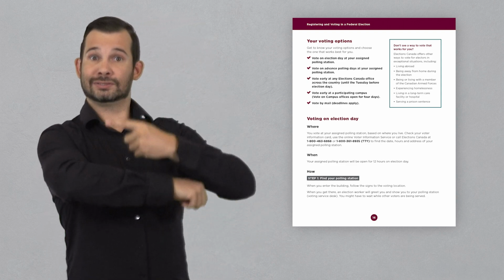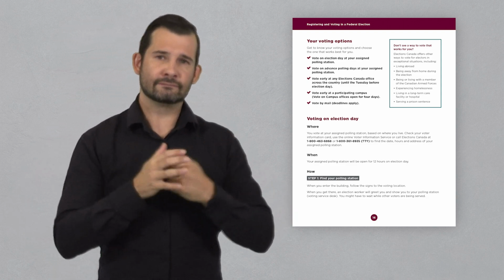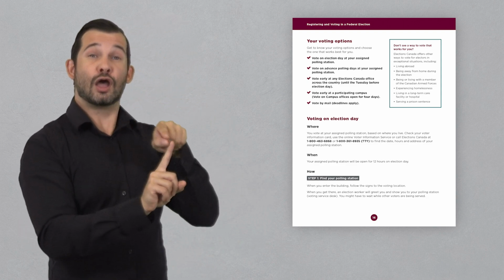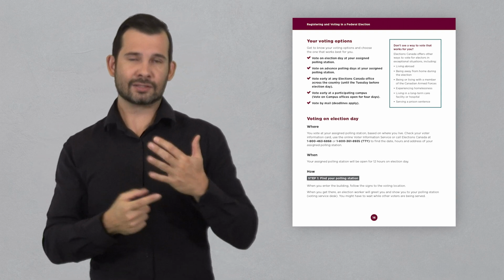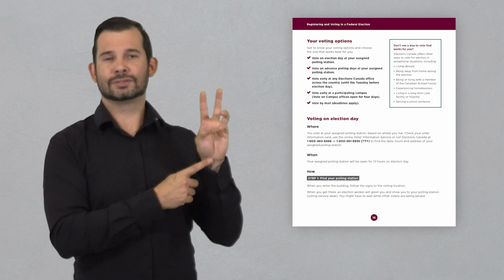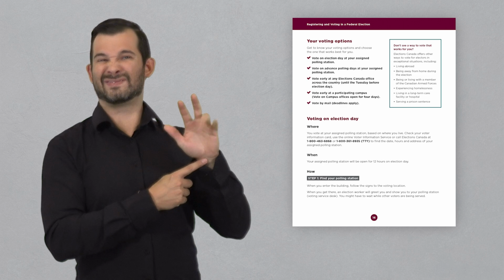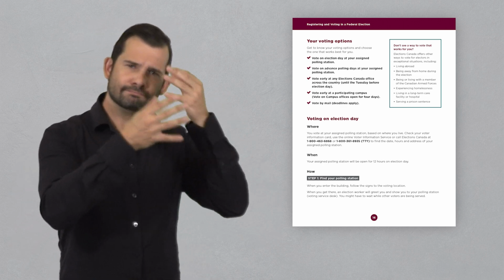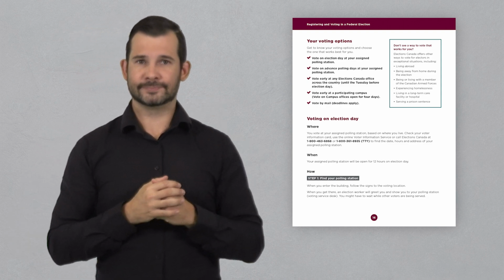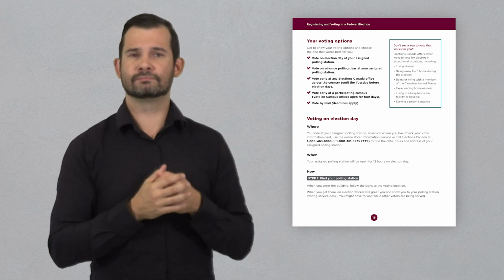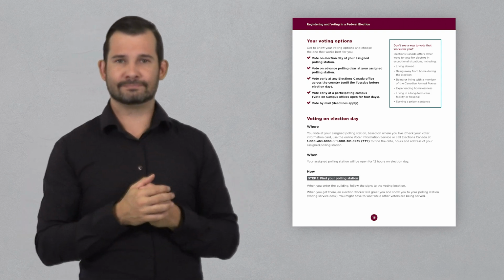Voting on Election Day. Where? You vote at your assigned polling station, based on where you live. Check your voter information card, use the online voter information service, or call Elections Canada at 1-800-463-6868 or 1-800-361-8935 TTY to find the date, hours, and address of your assigned polling station. When? Your assigned polling station will be open for 12 hours on Election Day.